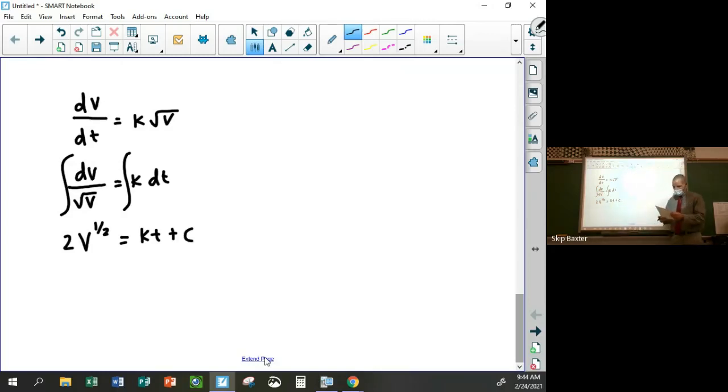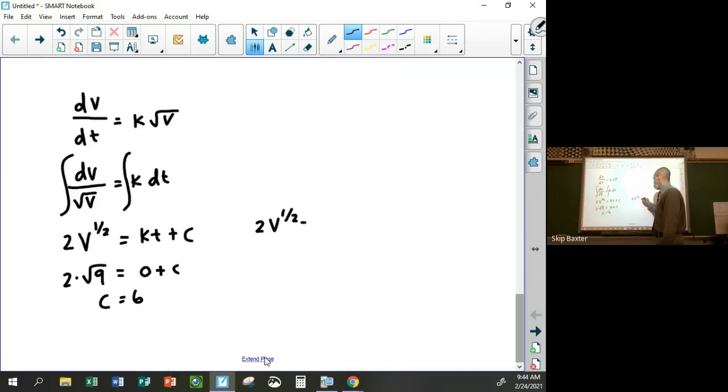So then they give you an initial condition. They say at time 0, the volume is 9. So we can substitute that in to figure out what c is. So 2 times radical 9 equals 0 plus c, so c must be 6. So now I have 2v to the 1/2 equals kt plus 6, right?